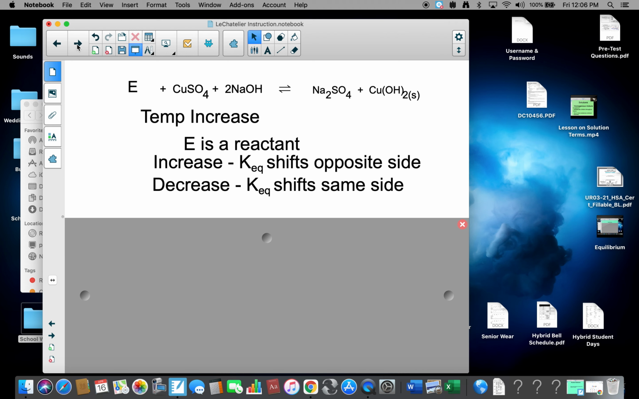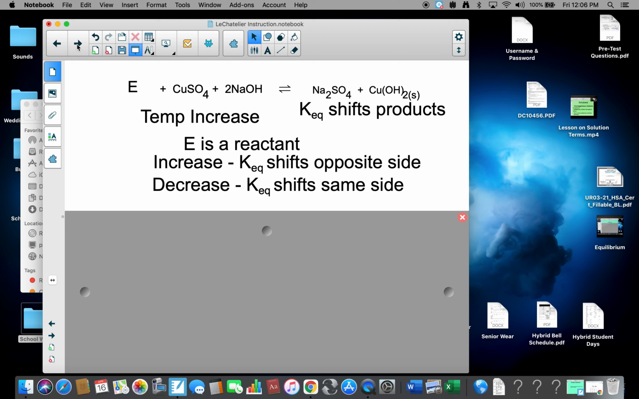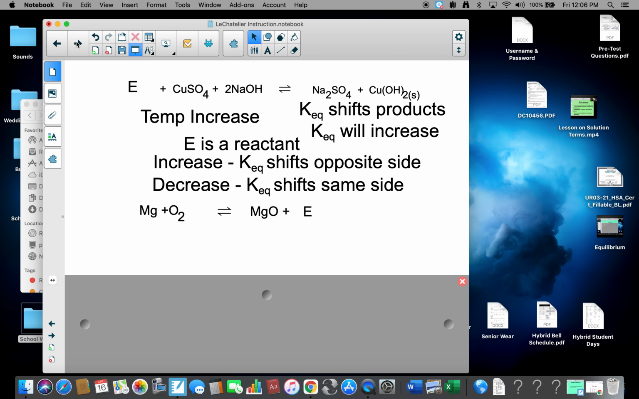It's going to shift to the opposite side, so in this case it's going to shift towards the products. Understanding that if it increases, it'll shift to the opposite side, and if it decreases, it shifts to where it's at. E is on the reactant side, so it's going to shift to the opposite side, towards the products. K will increase.